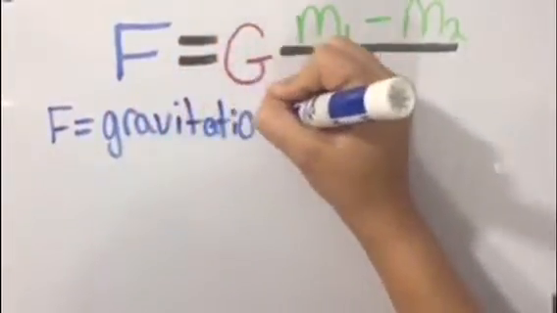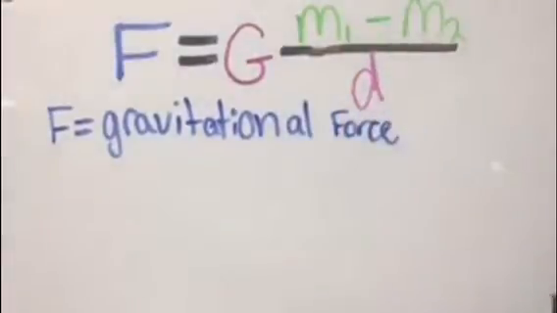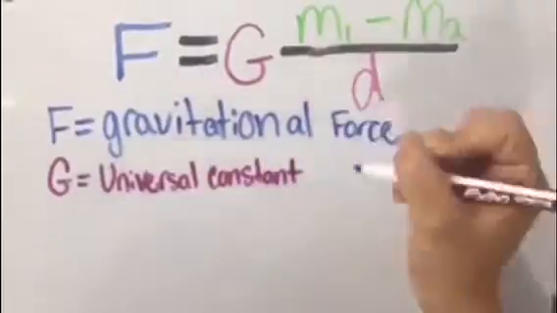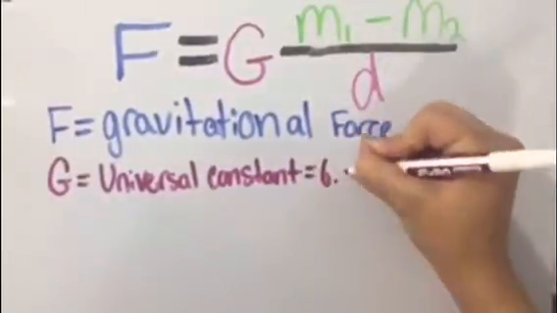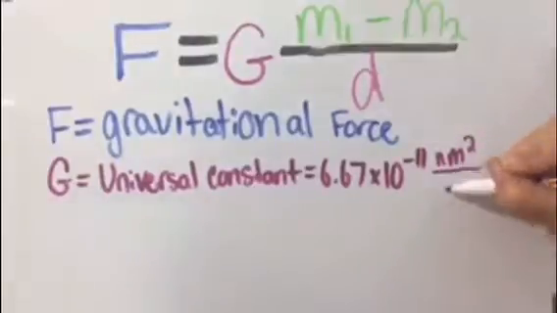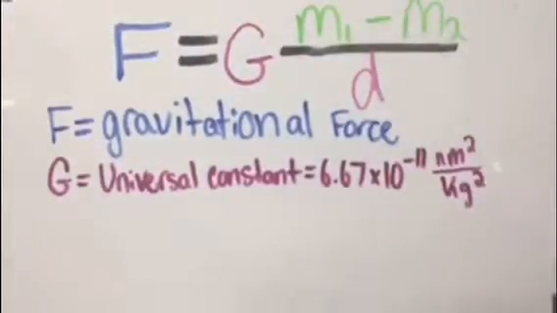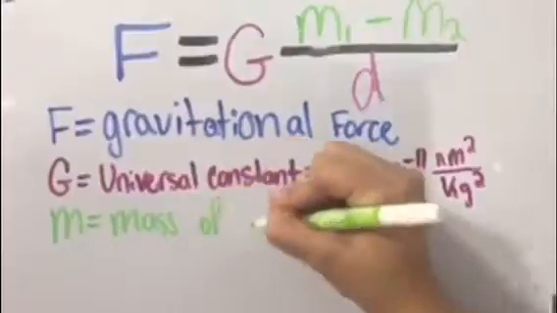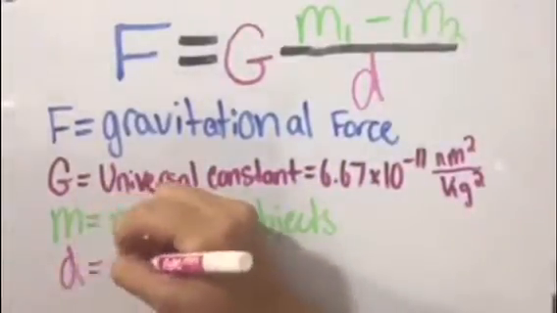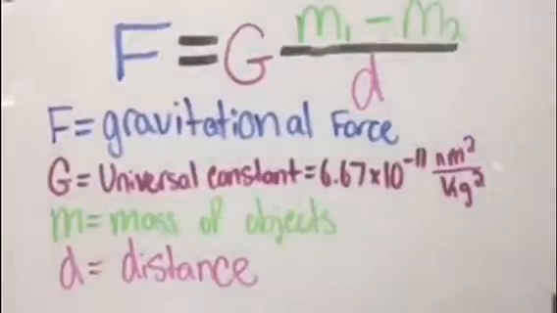In Newton's equation of universal gravitation, the F represents the gravitational force upon the object. The G represents the universal constant, which is 6.67 times 10 to the negative 11 Newton meter squared divided by kilogram squared. The m is the mass of the objects, and the d is the distance.